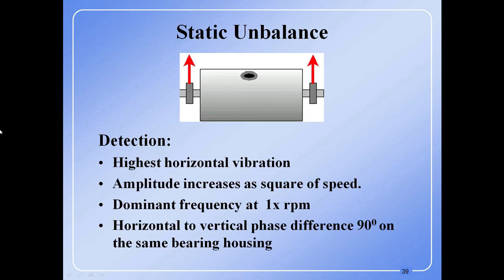Static unbalance, you can see in the picture clearly. Detection: highest horizontal vibration. Amplitude increases as the square of speed. Dominant frequency at 1 times RPM. Horizontal to vertical phase difference is 90 degrees on the same bearing housing.